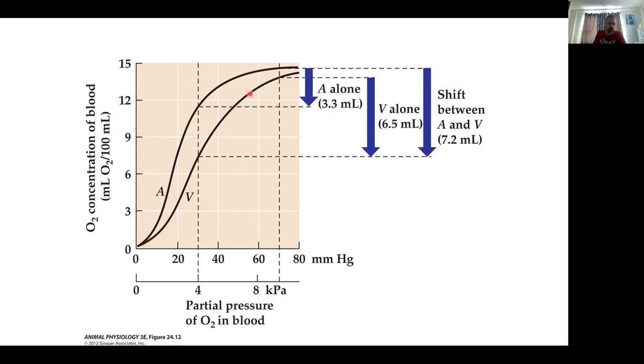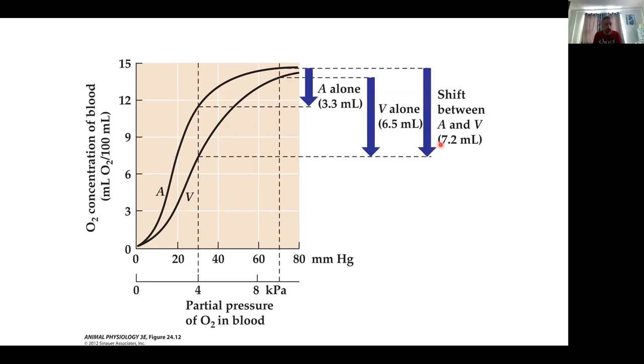The same is true here with the venous curve. If we were stuck just with our venous curve, we would have just the shift from here to here, which is a little bit more because we've had this rightward shift where we have less affinity, but it's still only about 6.5 mils. Because what we have is one curve when we are fresh and naive and straight out of the lungs, and another curve caused by the Bohr effect. As we get out to our tissues, we deliver all of this oxygen, all the way up here, all the way down there, about 7.2 mils.